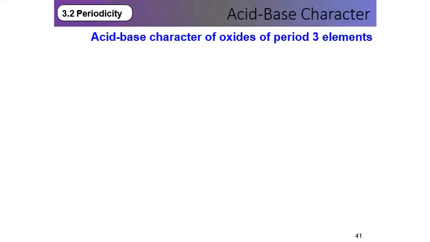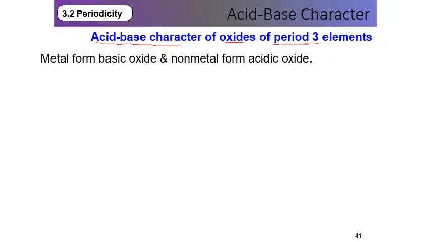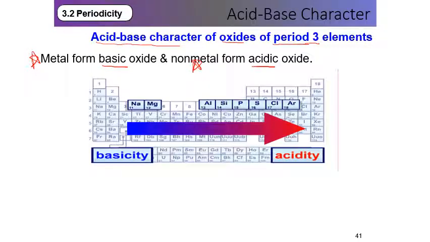Okay, we are at the last part of chapter 3, which is going to discuss the acid-base character for the oxides and elements in period 3. Okay, so as we generally already have the idea, metals always form basic oxides, while non-metals always form acidic oxides. Okay, these are the trends that are shown to you. So what are the things that we focus on in this subtopic?